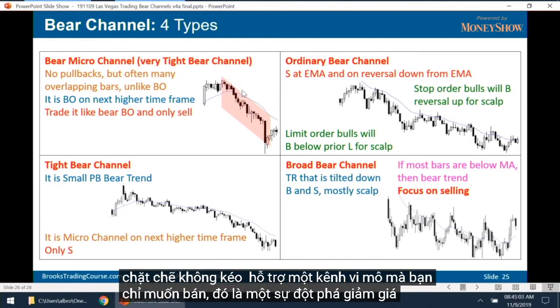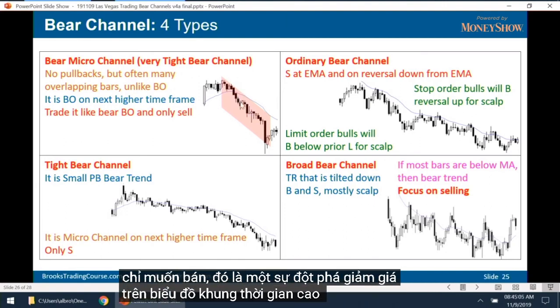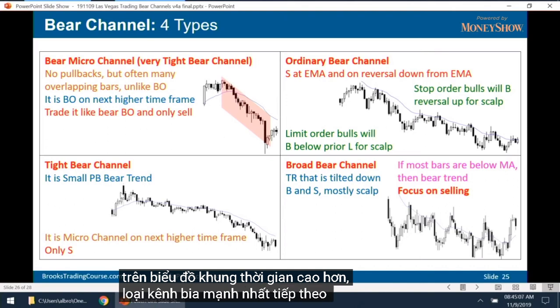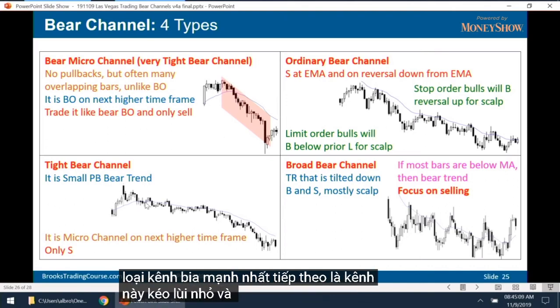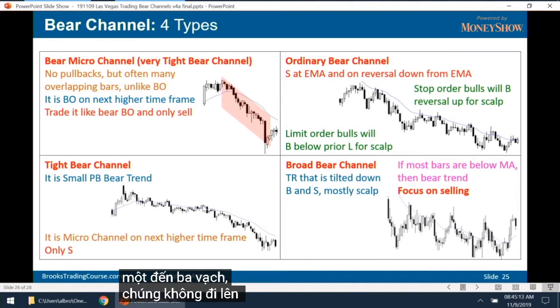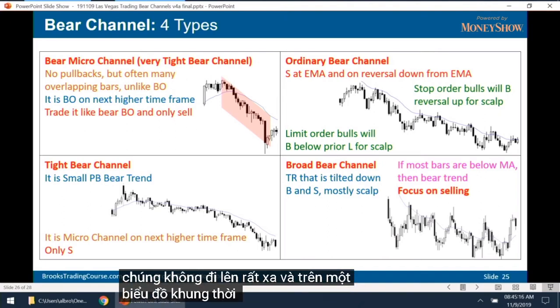It's a bear breakout on a higher time frame chart. The next strongest type of bear channel is this. The pullbacks are small and brief, only 1, 2, 3 bars, and they do not go up very far. And on a higher time frame chart, this is also a breakout.